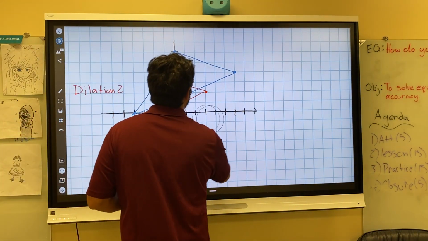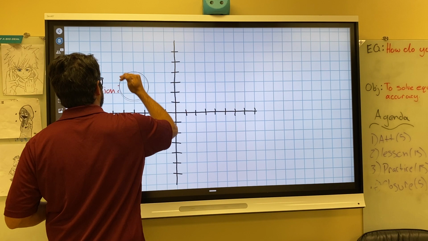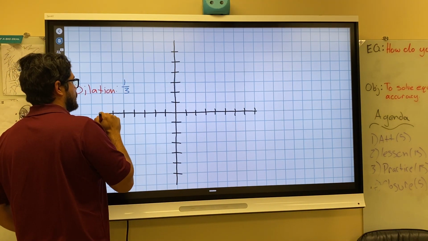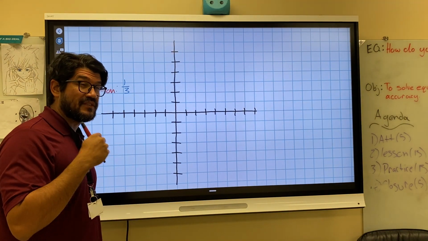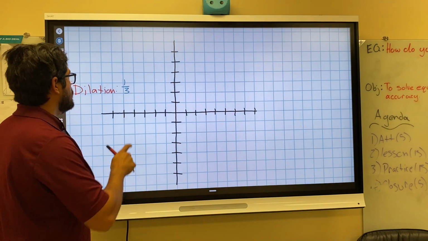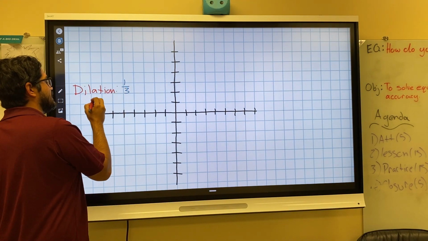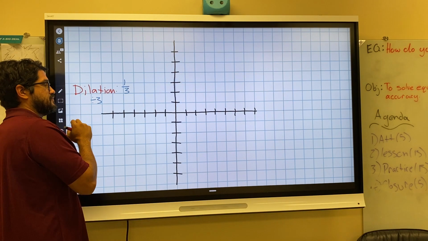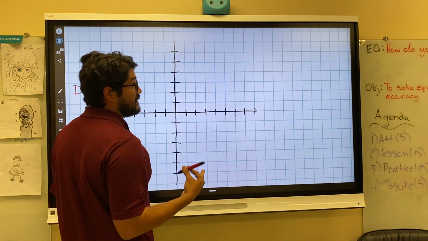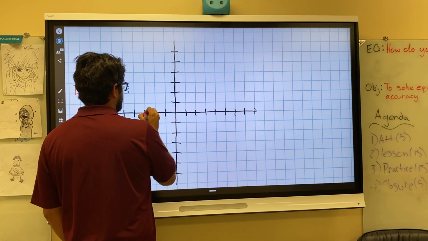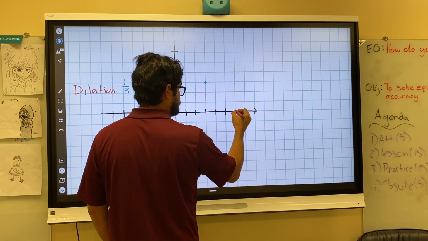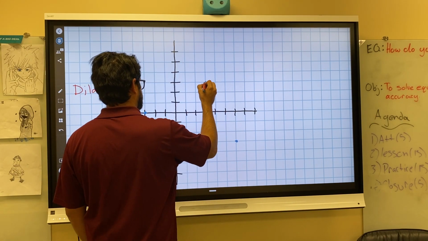Now we're going to do a dilation when it's getting smaller. So let's do one that's like 1/3. Okay, because dilation is always multiplying, the only way to make something smaller is to multiply by something smaller than 1, which is 1/3. Now 1/3 is the same thing as dividing by 3, just so you know. So when we multiply by 1/3, that's just going to be dividing by 3. So let's say I have one here, I have one here, and I have one here.